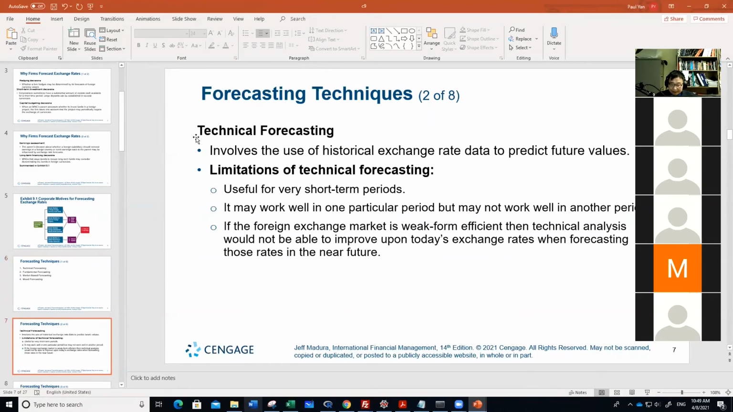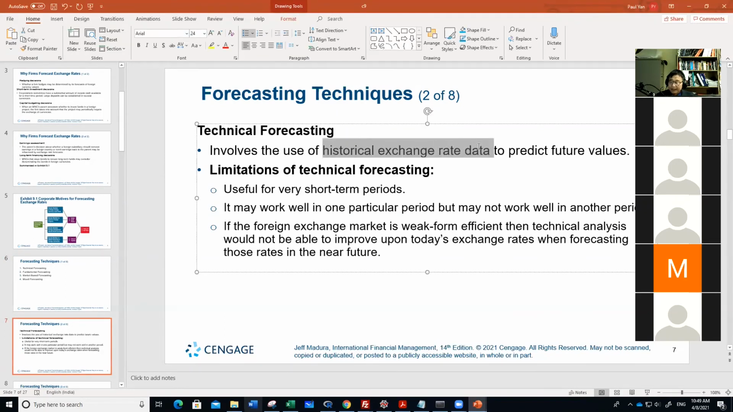Technical forecasting is simply using exchange rate data to predict future value. We look at the time series, for example, Canadian dollar versus US dollar. We don't look at the political issues in Canada or in the US. We don't look at whether Biden's 2 trillion construction plan goes through or not. So this is called technical. It is only for the short term, usually less than 1 year.